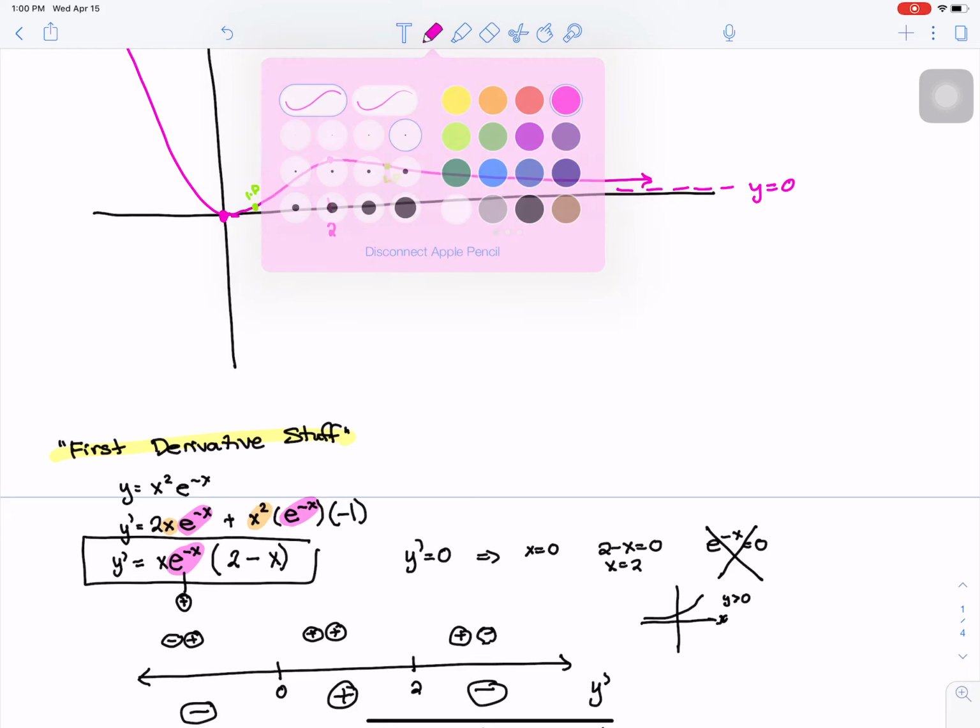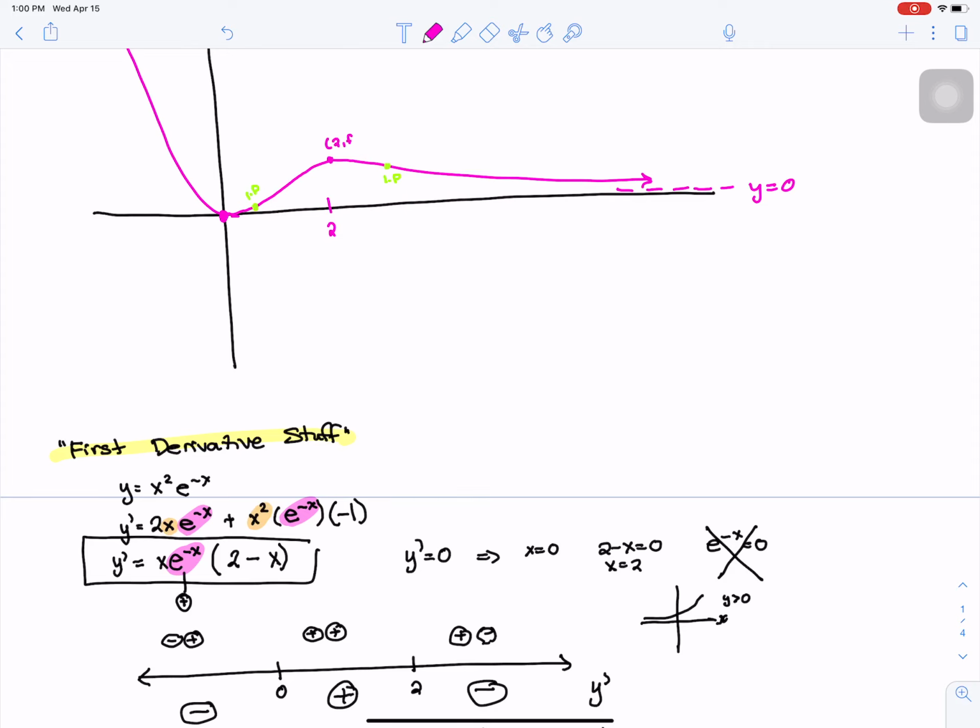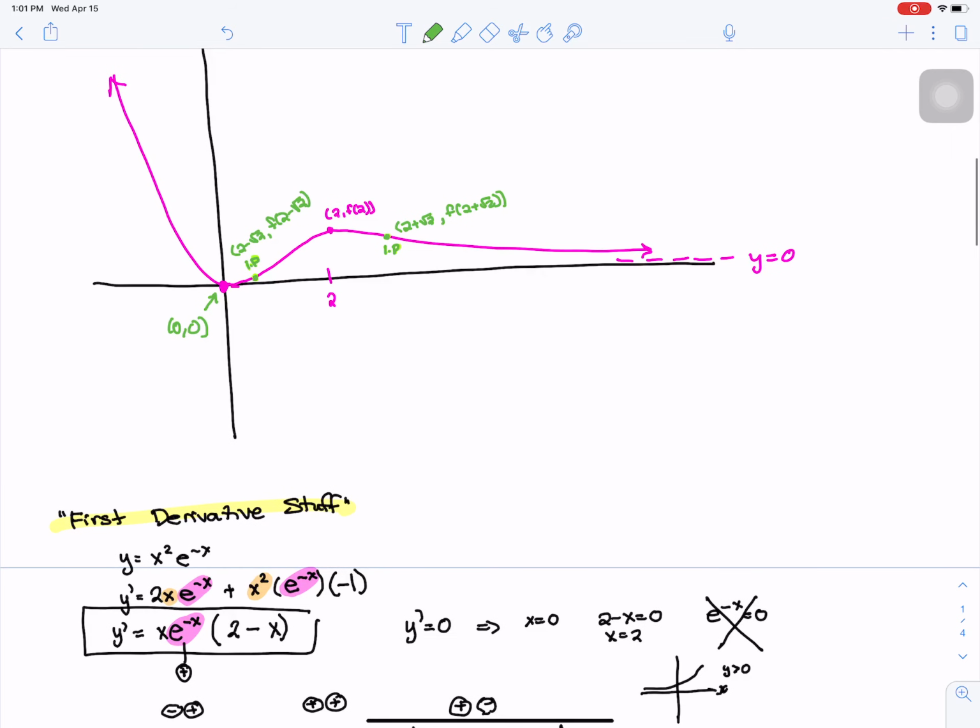Key points to label on your graph are the maxes and mins. This is 2, f of 2. You can label that y-coordinate if you wish. This point was 2 plus root 2, comma, f of 2 plus root 2. Now you could work it out if I asked, but I don't really care much for it right now. This one was 2 minus root 2, f of 2 minus root 2. And then here we have a local min at 0, 0. And we've already labeled our horizontal asymptote at y equals 0. And there's the function sketched.